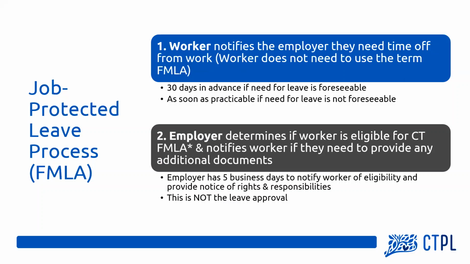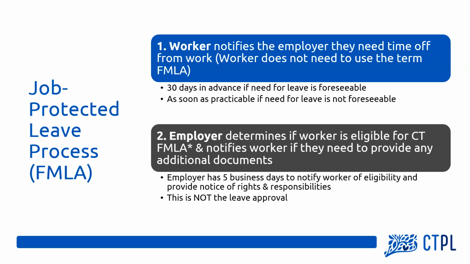Okay, job protected leave process. Again, the worker notifies the employer they need time off. The worker is not required to use the term FMLA. Ideally, employees need to give employers 30 days in advance for the leave, if it is foreseeable. If it is not foreseeable, such as an emergency, they need to let the employer know as soon as possible.